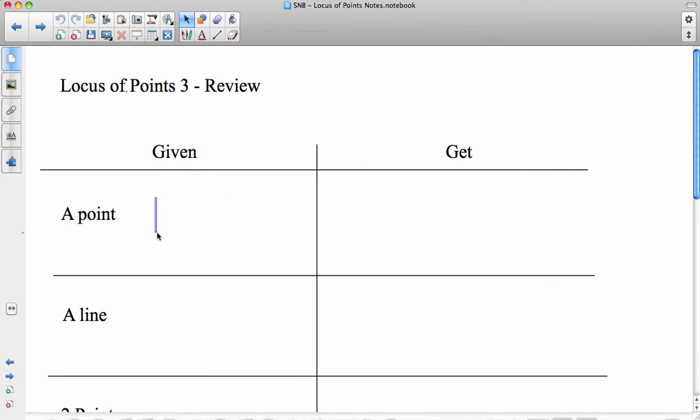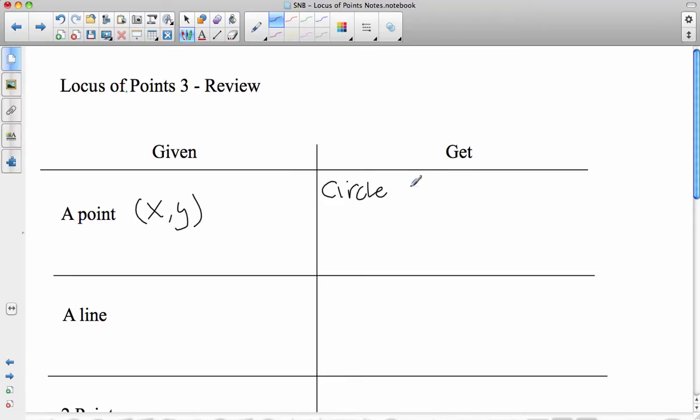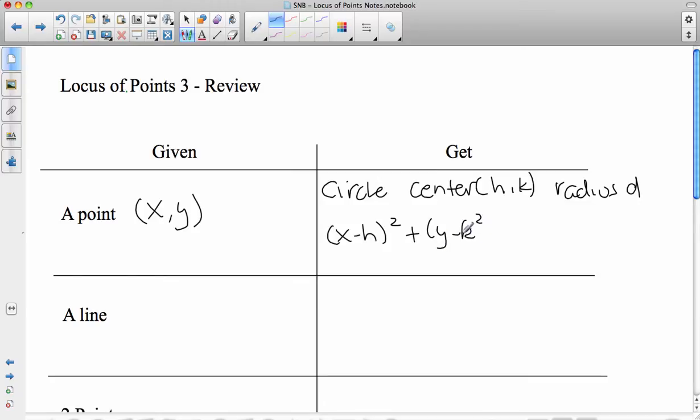So if you are given a point, which means you have an X and a Y, what you get is a circle. And if you don't have a specific center, you just put with center HK with a radius of D. And if you have some specific ordered pairs, you can fill it into the equation of a circle: x minus h quantity squared plus y minus k quantity squared is equal to r squared.